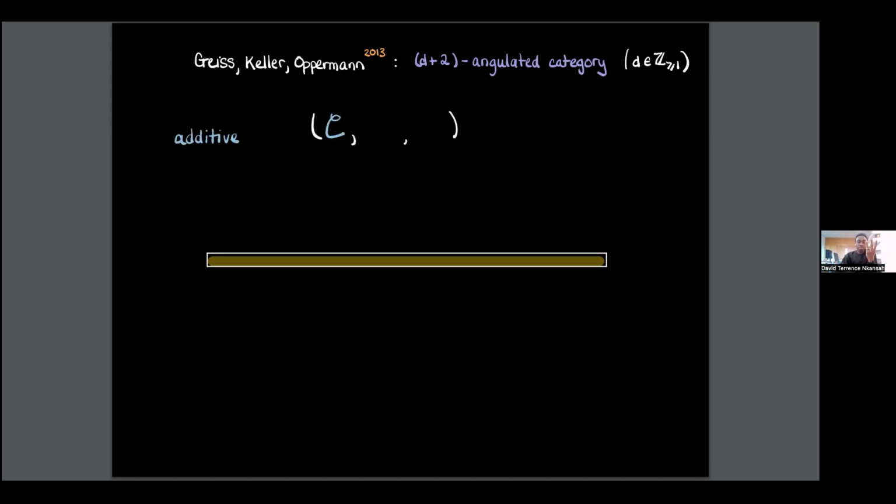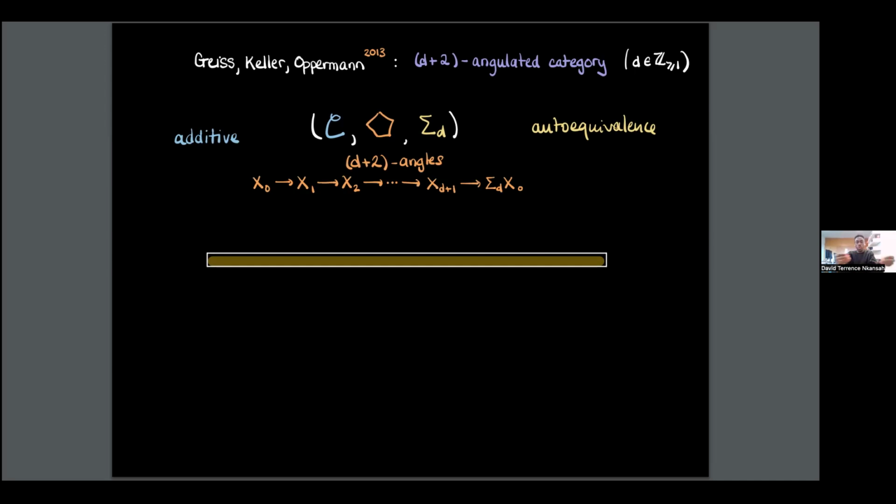It's three bits of data. We have an additive category, so it's very, very similar to triangulated categories. If you have never heard of these higher n angulated or D plus 2 angulated, it's very, very similar. So we start off with an additive category, which I'm going to call curly C. We have an autoequivalence, sigma D, and then we have a collection of distinguished D plus 2 angles. These are replacing the triangles, and this is what one would look like. This is much longer. And obviously, this data is subject to some axioms, very similar to the triangulated category case.